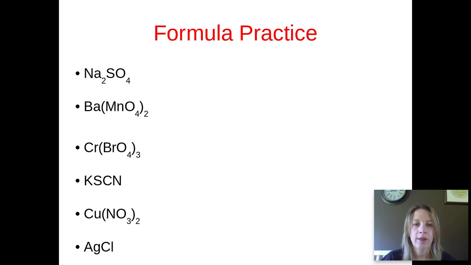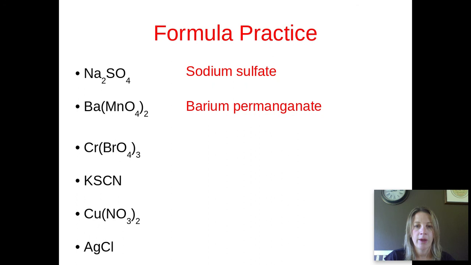And finally, going the other way, I'd like you to stop the video and try these where you're naming these formulas. So take a minute, go through these, and then restart the video when you're ready to check your answers. Okay, so taking a look at the first one, we have sodium sulfate, polyatomic ion, we just name it, no Roman numerals needed because sodium is in group 1, it only has 1 charge. Next one, barium permanganate.